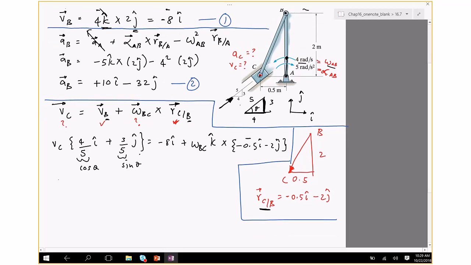Okay, let's simplify this. 0.8 VC I plus 0.6 VC J equals minus 8I minus 0.5 omega BC. K cross I is J, and K cross J is minus I, so plus 2 omega BC.